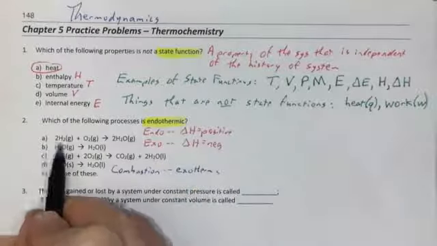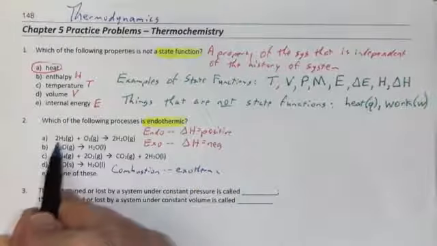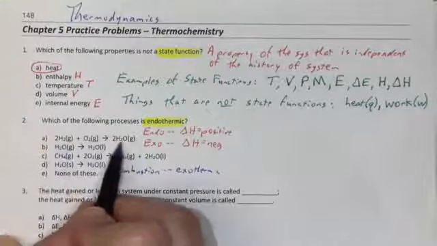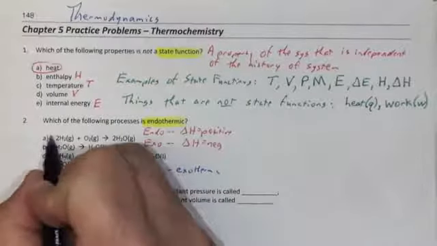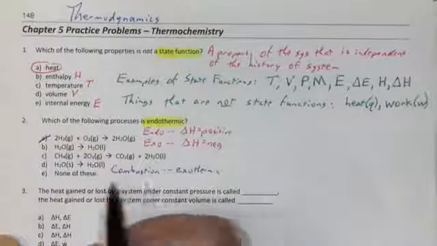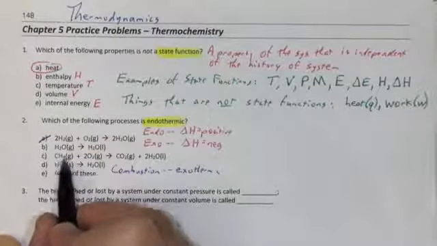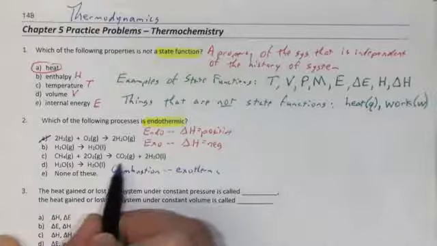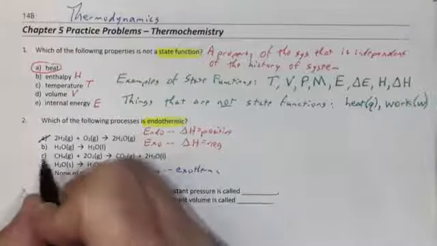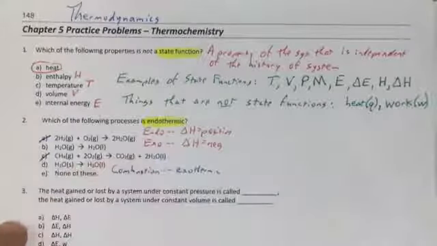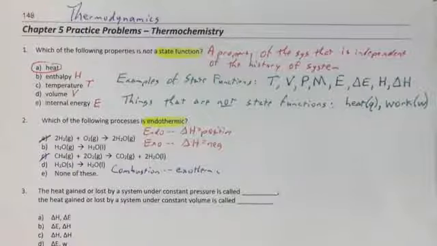So choice A is the combustion of hydrogen gas. It reacts explosively with oxygen gas to form water. That's a combustion reaction. It's exothermic. And then choice C is a combustion reaction. Methane reacts with oxygen to form carbon dioxide plus water. That's an exothermic process. That's very exothermic.